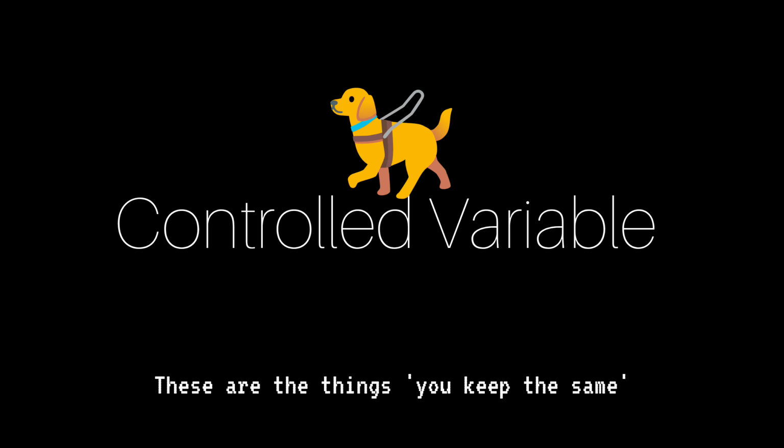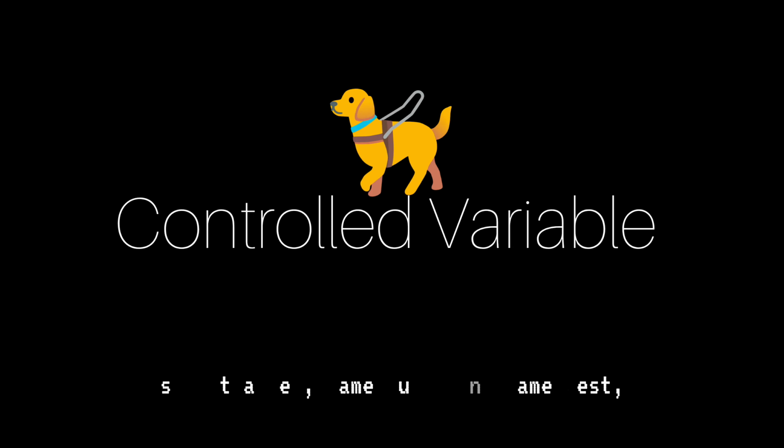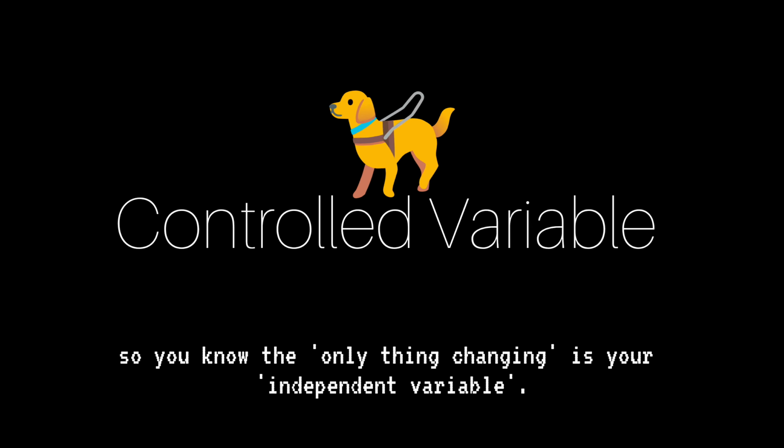Third, controlled variable. These are the things you keep the same, so they don't mess up your results. Same example, same teacher, same duration, same test. You control them so you know the only thing changing is your independent variable.